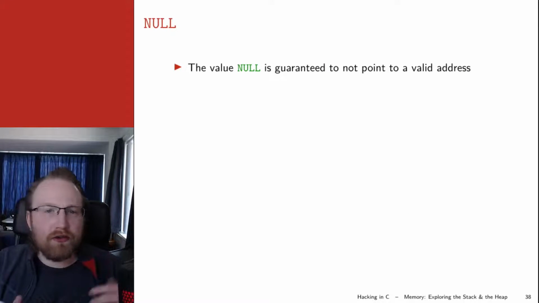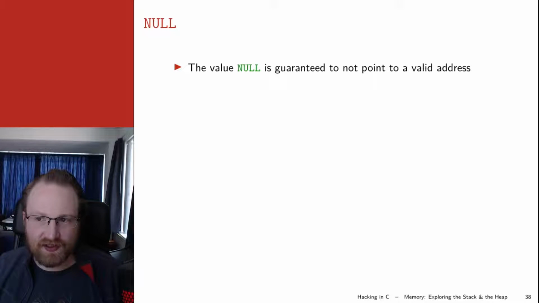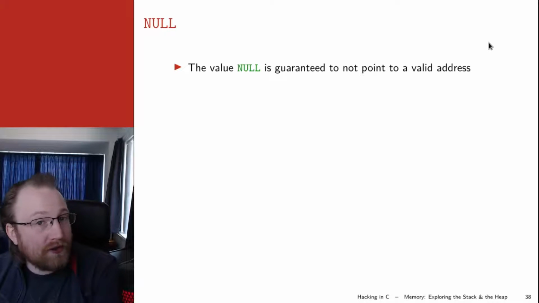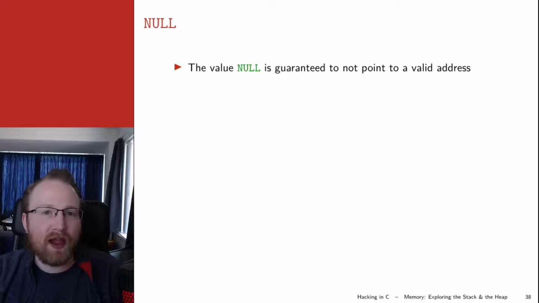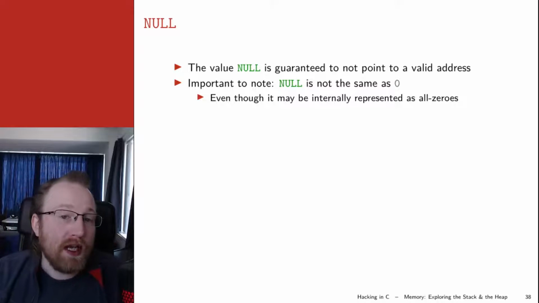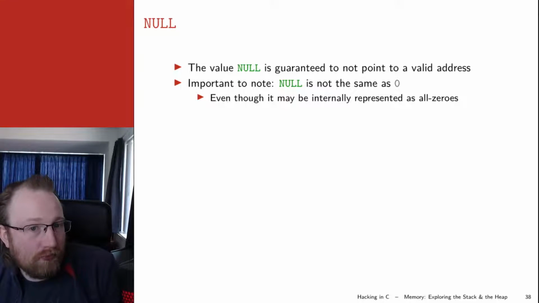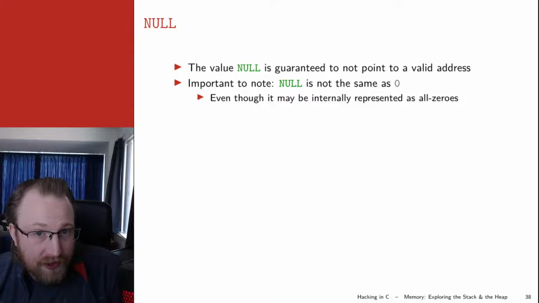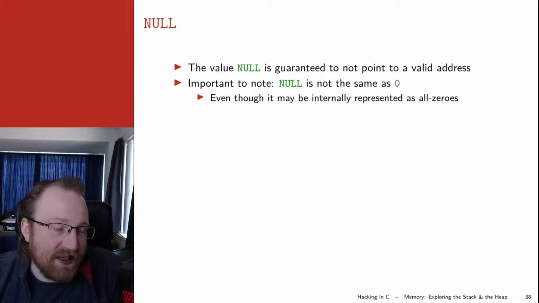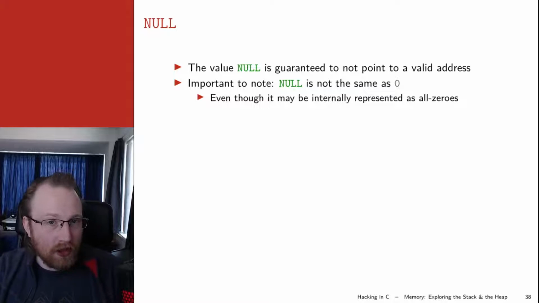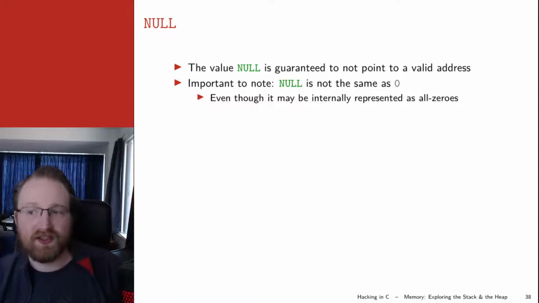Okay. So what about this null? Well, the value null is a bit special. It's really a special signaling value. The value null is guaranteed to not point to a valid address. So it's basically a trap value for addressing. Null is not a valid address. Now it's important to note that null is not the same as 0. It may be internally represented as all zeros, but it might just as well be 0x coffee or 0x dead beef, right? Nothing prescribes that null is represented as all zeros.